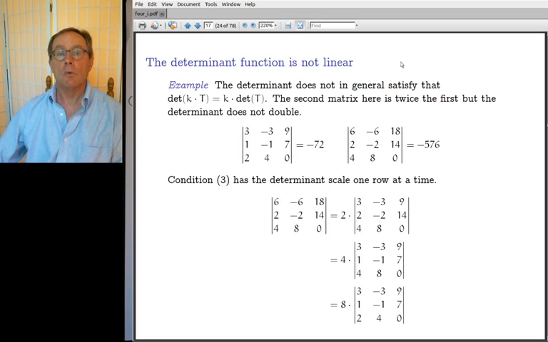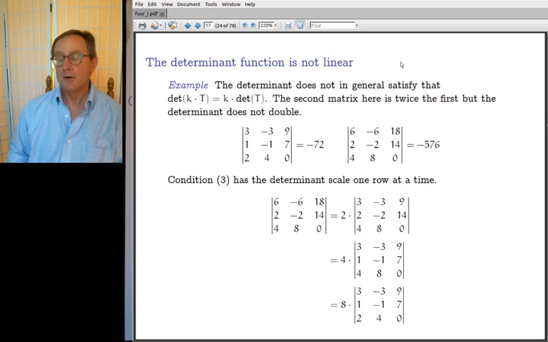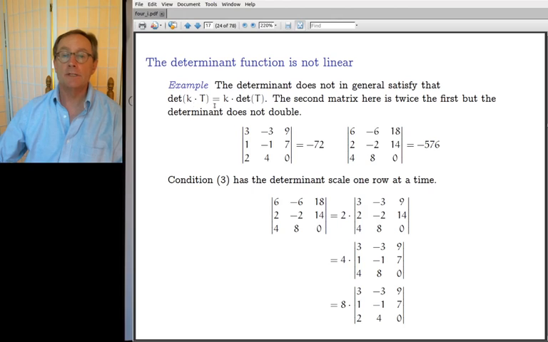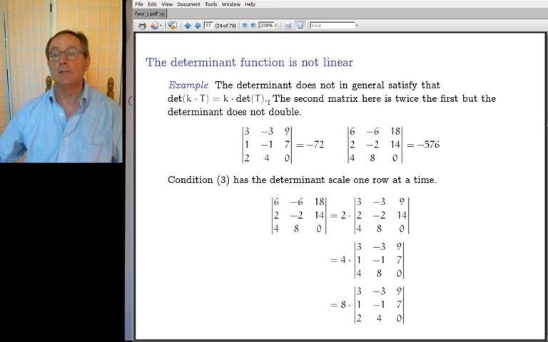Okay, so the real lesson here, the lesson for today, is that this is a course called, remember, linear algebra, and the determinant function is not a linear function. So it is not the case. Do you see the word not there? Not the case that the determinant of k times t is k times the determinant of t. It just isn't. Here's an example here.